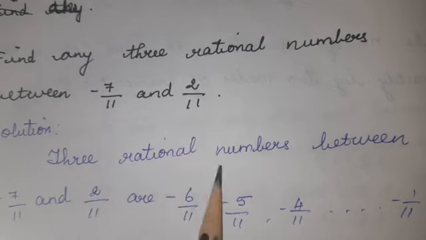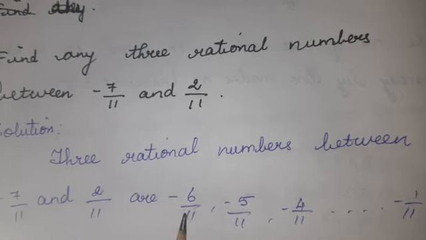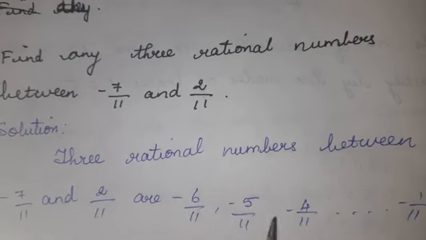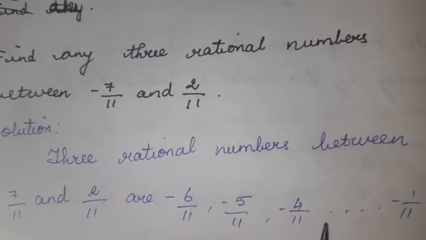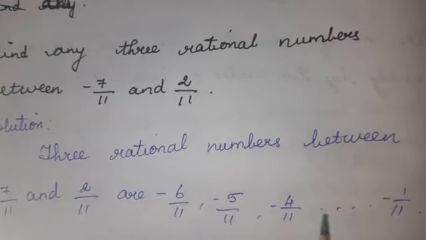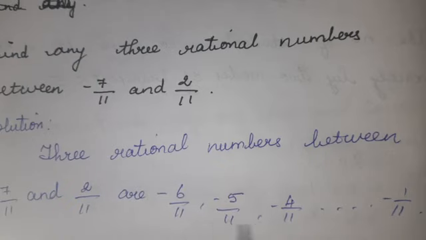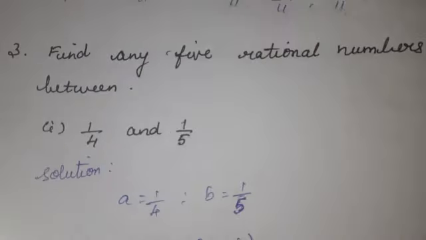Therefore, three rational numbers between minus 7 by 11 and 2 by 11 are in between. See, after minus 7 by 11 we can write minus 6 by 11, comma, next minus 5 by 11, comma, minus 4 by 11, comma, minus 3 by 11, minus 2 by 11. Like that we can put. Here they are asking only three rational numbers, no? So we can write up to minus 4 by 11.